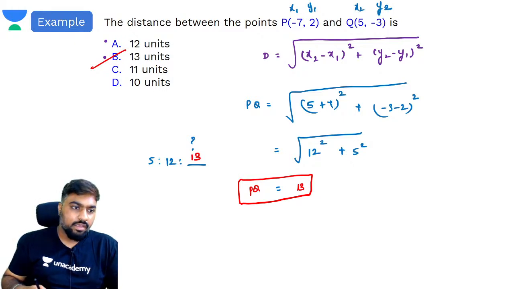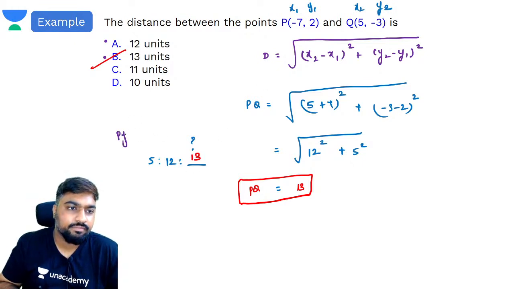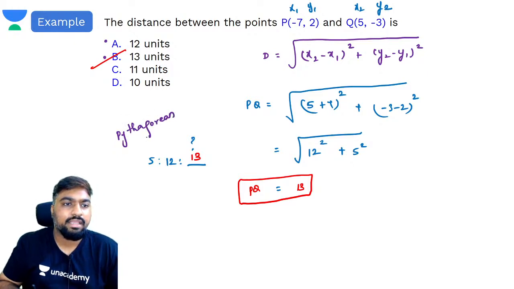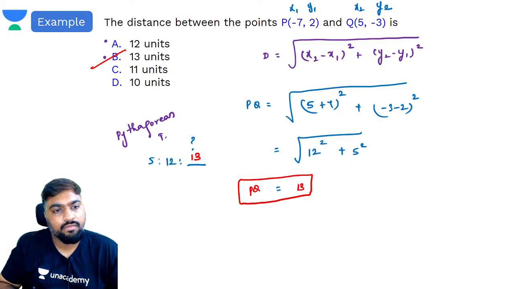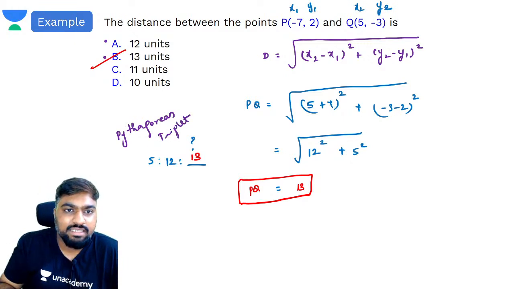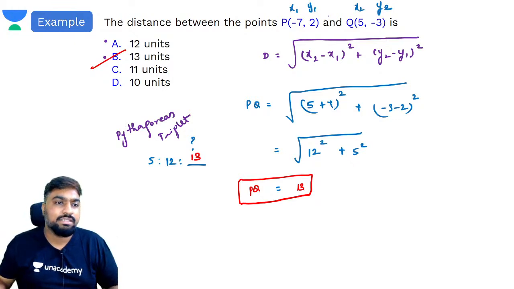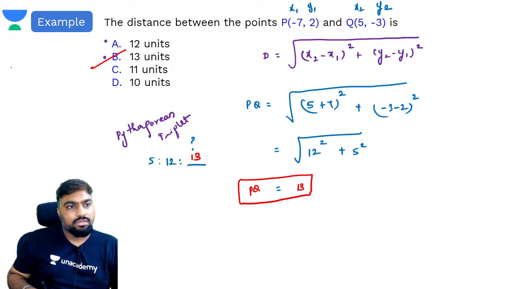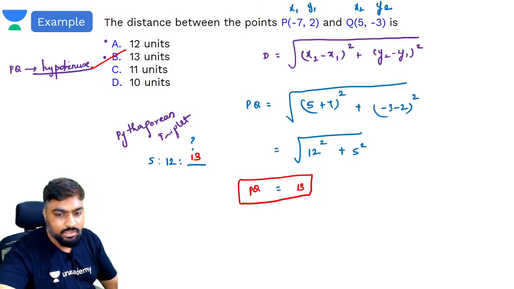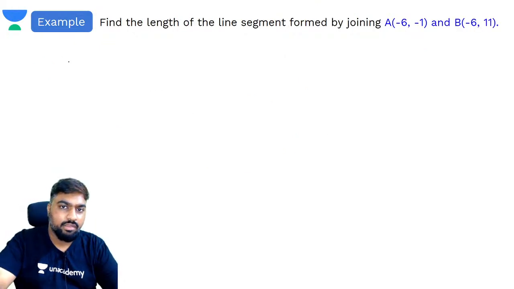So if the given coordinates follow a Pythagorean triplet, then you can look at the points and also figure it out. Like 5 minus of minus 7 is 12, minus 3 minus 2 is 5. So 12, 5 and the next term will be 13. That's the distance. The straight line distance PQ is always the hypotenuse. Okay, let's try this question now. Quick.